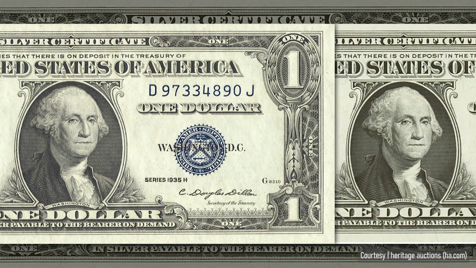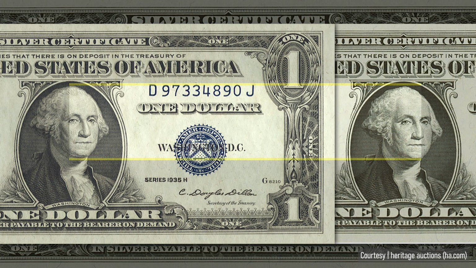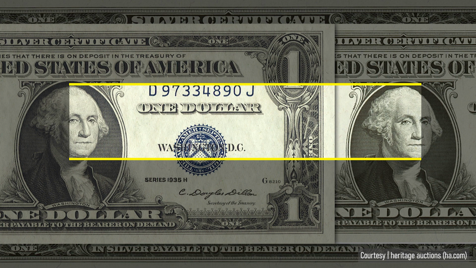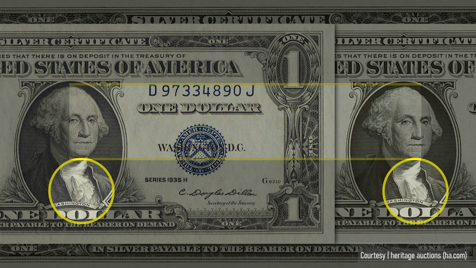Lining up a 1935H series with a 1957, you can see this where the lower line hits Washington's double chin. You can also tell that there are less ruffles showing on his shirt.